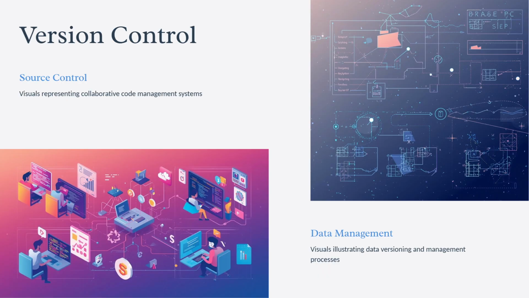Version control and collaboration. Version control supports teamwork and experiment reproducibility. Source control systems manage code configuration changes, while data versioning ensures datasets and models remain consistent. Together, these tools provide traceability and structure around every stage of an MLOps project.